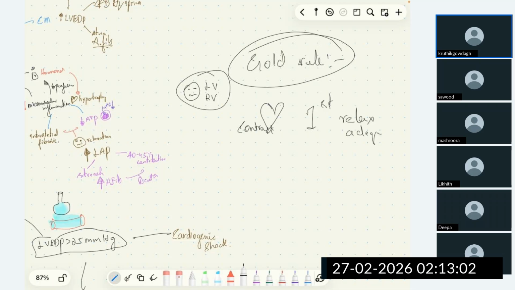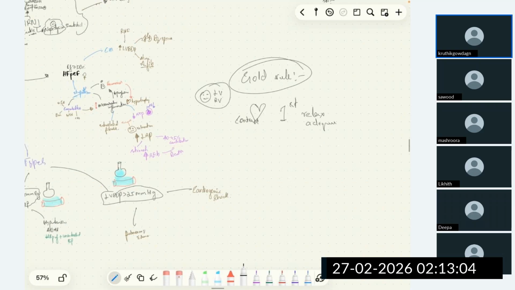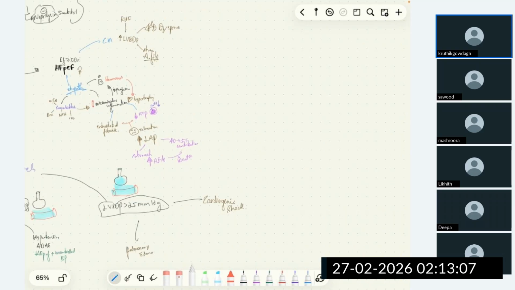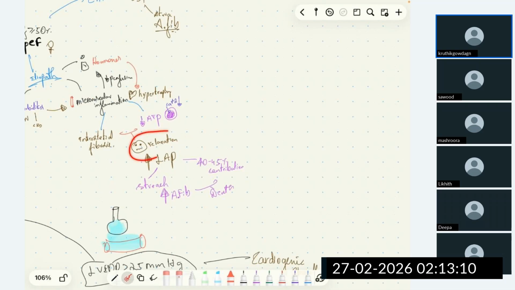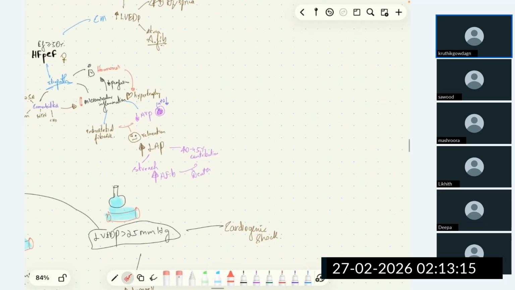Please note this point. So when there is impaired relaxation, it leads on to an increase in left atrial pressure. Why does it increase left atrial pressure? Here the left ventricle is not relaxing properly. There will be back pressure into the left atrium, leading on to increased left atrial pressure. And what is the sequela of it, we'll see shortly. Increased left atrial pressure causes stretching of the left atrium. Stretching of the left atrium will induce atrial fibrillation.